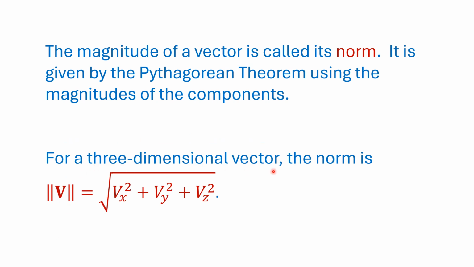For a three-dimensional vector, the norm is, and we use the three-dimensional Pythagorean theorem, which looks a lot like the two-dimensional Pythagorean theorem, except it has another component.